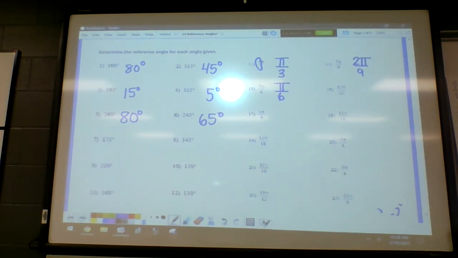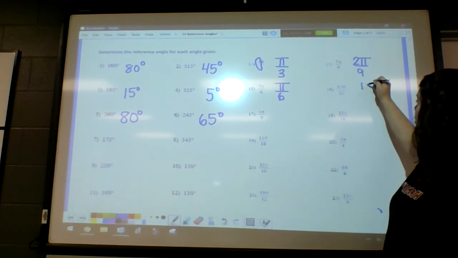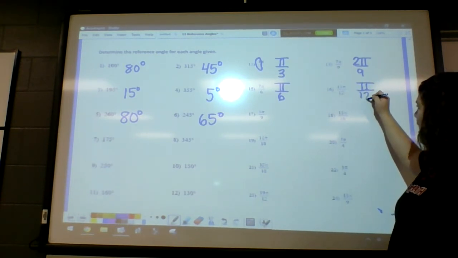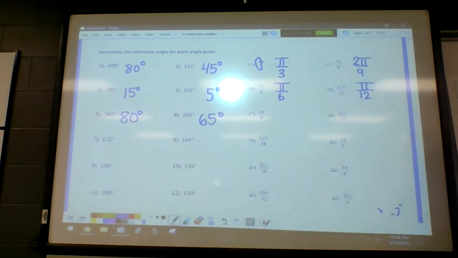All right, 13 over 12, closer to 1 or closer to 2? Closer to 1, right? Yep. Because it's closer to 12 over 12. So how much do you have to take off to get it back to 12 over 12? 1 over 12. So it'll be a pi over 12.